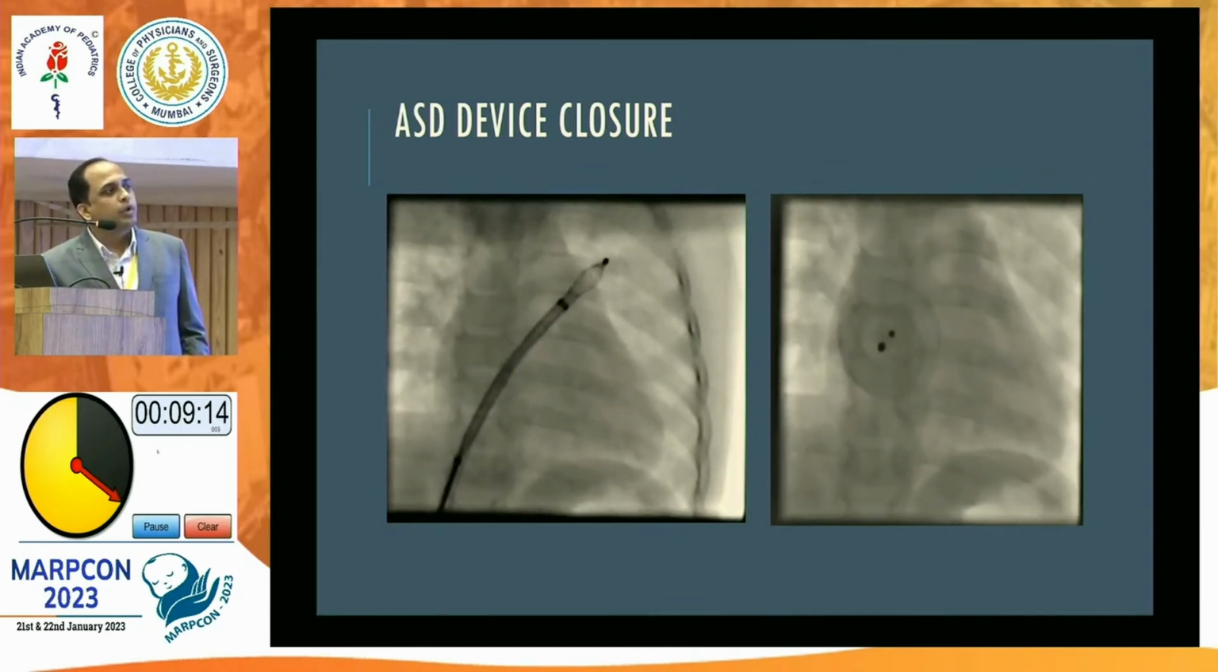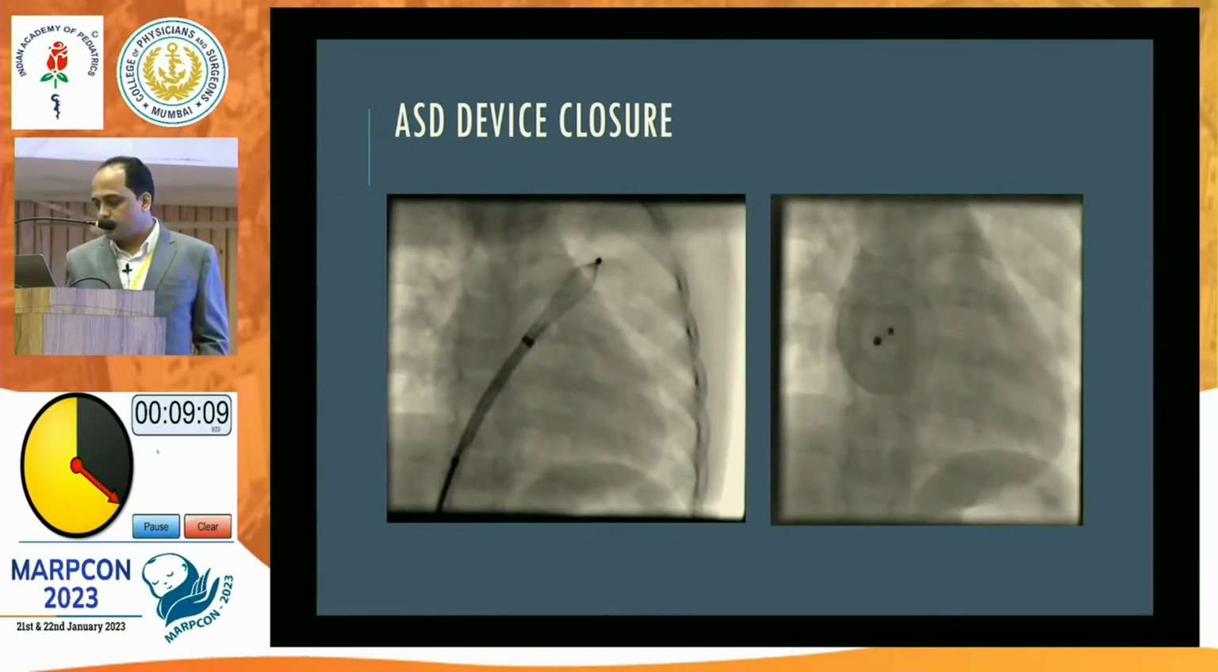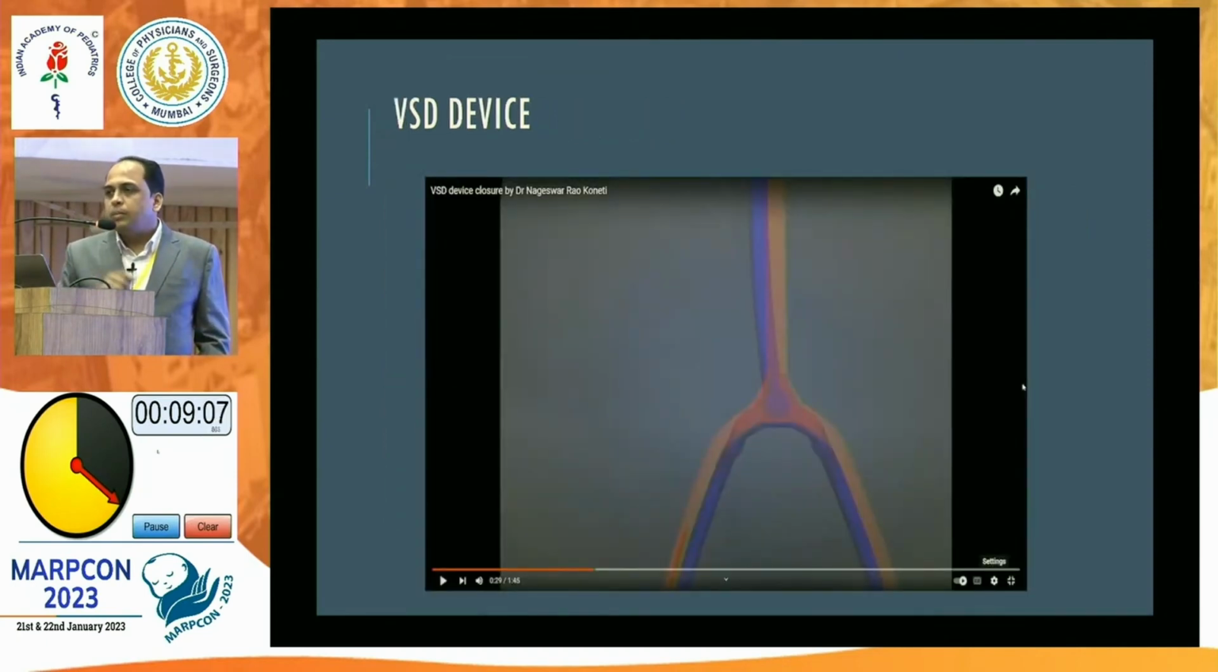So whenever you do an X-ray for this patient in the future, you are supposed to see it like this. If you are not able to see this device here, it means the device has embolized and it is a major catastrophe.